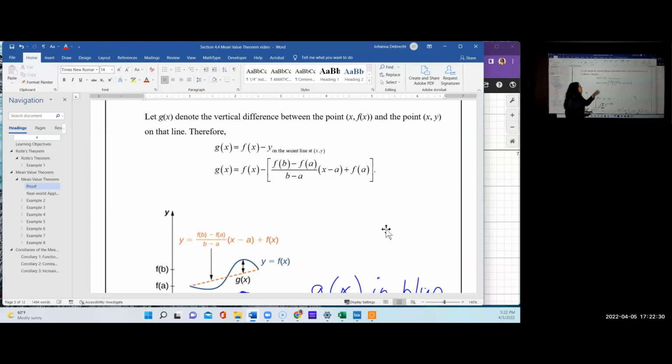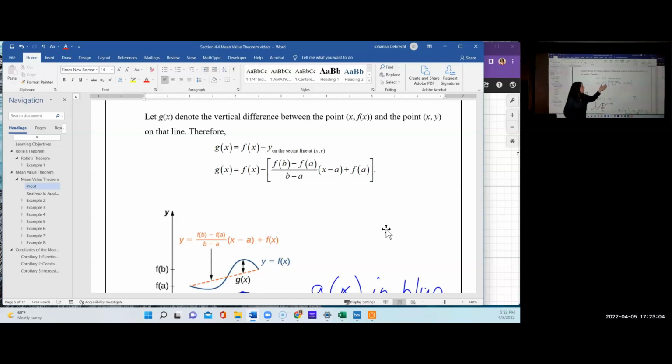We can define g to be the function value f(x) minus the y value on the secant line at any particular point between a and b. Now, we just got the equation of the line, and that's what you see substituted here in the square brackets. This is the slope of the secant line, (f(b) minus f(a)) over (b minus a), times (x minus a), plus f(a).